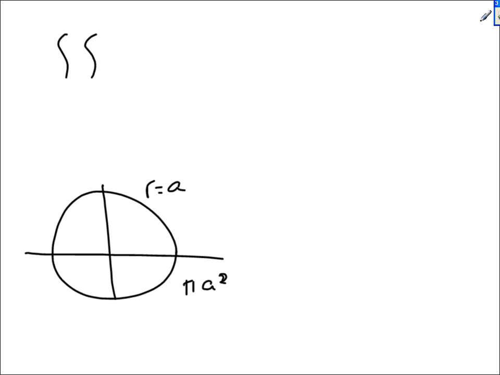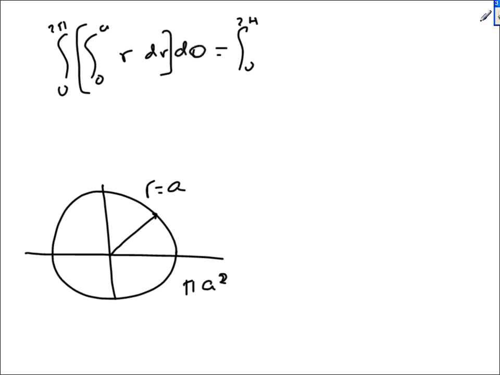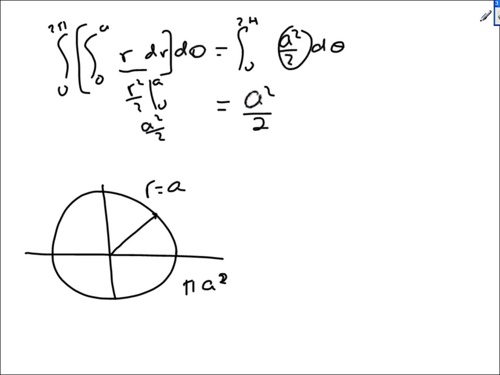It's a double integral r dr d theta. R goes from 0 to 8. Theta goes from 0 to 2 pi. I do this integral first. That integral is r squared over 2 from 0 to 8, which is a squared over 2 minus 0. It's a squared over 2 d theta. But this has nothing to do with theta. It's a constant. I can factor it out in front. So it's that constant times the integral from 0 to 2 pi of d theta.